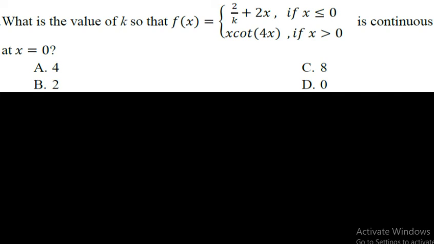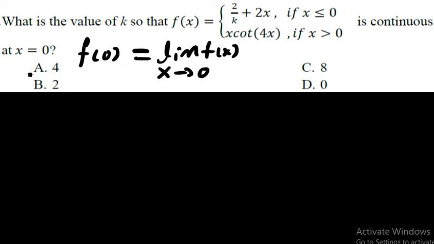For today, the first question says, what is the value of k so that the function, as you see here, it is a piecewise function, is continuous at x is equal to 0? That means the functional value, f of 0, must be the limit of the function f of x as x approaching 0. Since the question says the function is continuous at x is equal to 0, f of 0 must be equal to the limit of the function as x goes to 0.